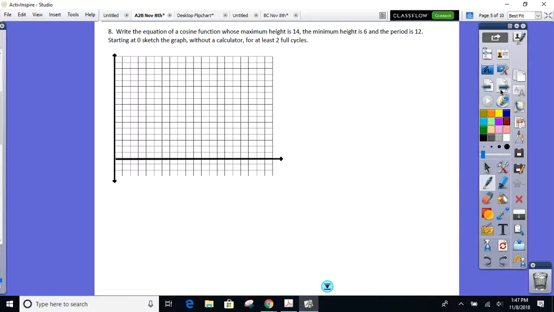All right, I'll help you graph. You get me the equation, though. You and your group, give me the equation. If the max height is 14, the minimum height is 6. Find A, find B, find C, write the equation. Let's roll. Find A, B, and C, and then write the equation for me. I'll give you 2 minutes.